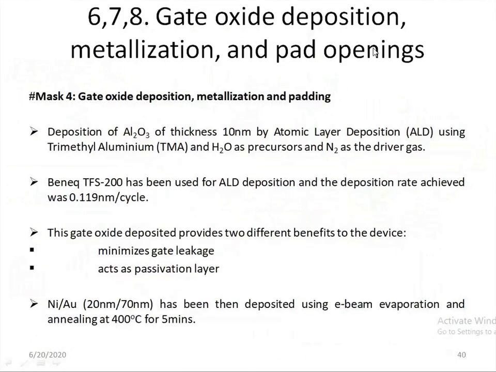After this, we come to the final step in the device fabrication, that is metallization. For this, we deposit a gate pad, and we extend the pad to the outer side of the device so that we can easily make connections. And then we go for the pad openings for the source and the drain. Here we have used Al2O3 as the gate oxide, and we have deposited it using atomic layer deposition. I think everyone is familiar with how atomic layer deposition or PECVD is done. These are all basic things.